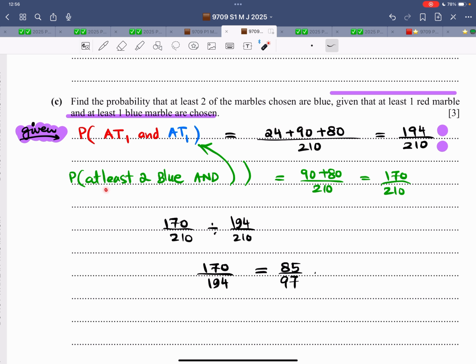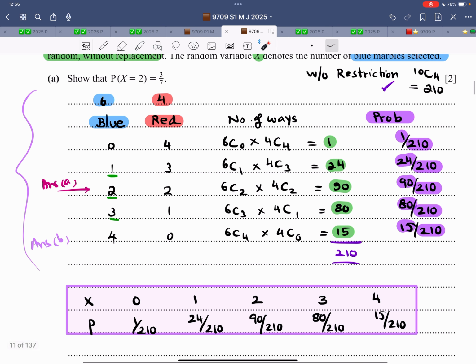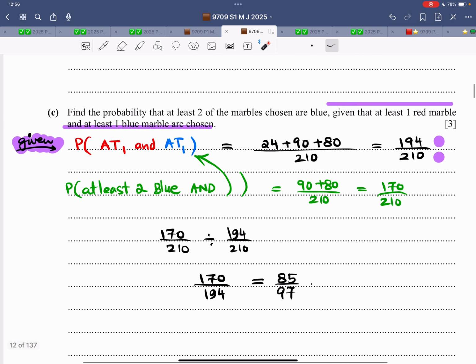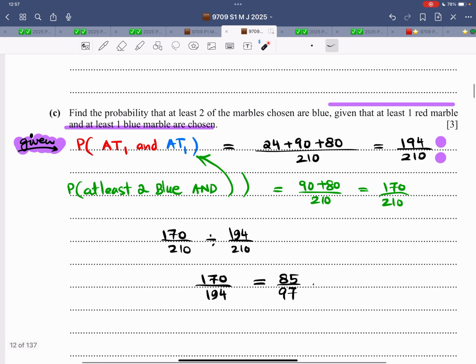Out of which at least 2 blue. So this is at least 1 blue, at least 2 blue, exactly 1, exactly 2, exactly 3. So this is at least 2 blue. That is 90 and 80. Got the idea? So 90 and 80, that is for at least 2 blue. So 170 over 210, this is the denominator, this is the numerator. 170 over 194, leave the answer as fractions.